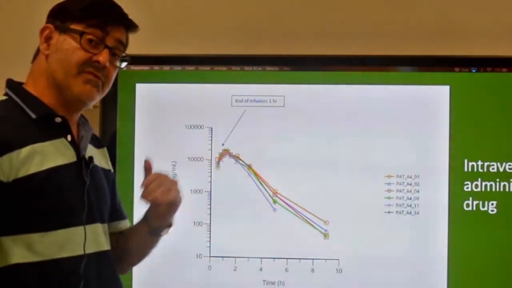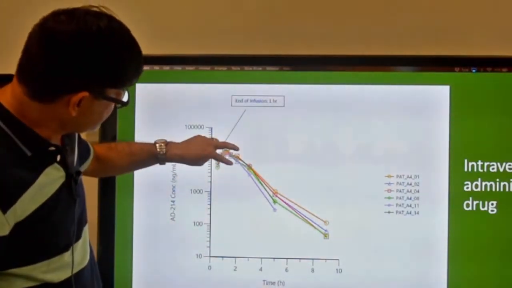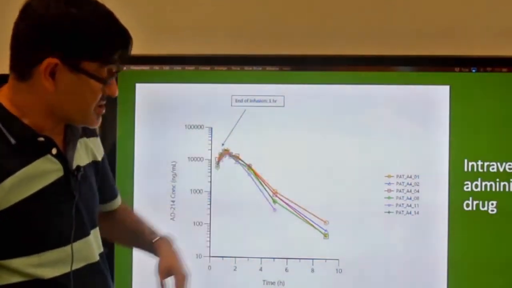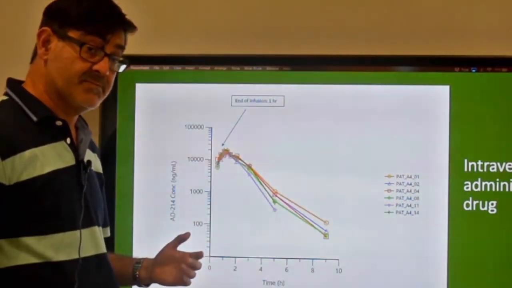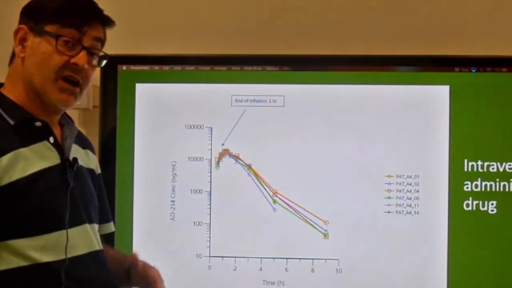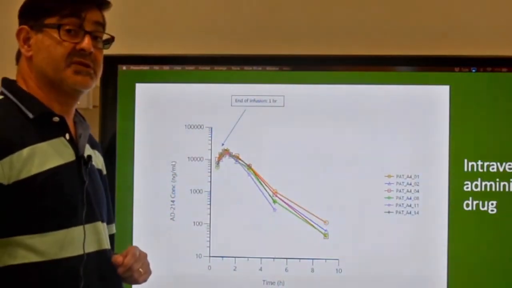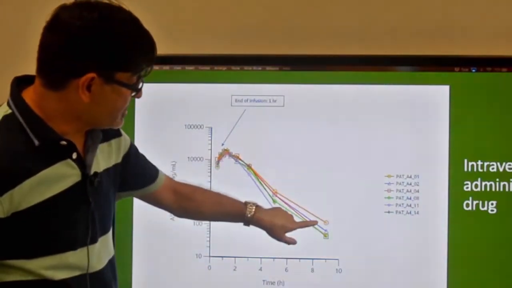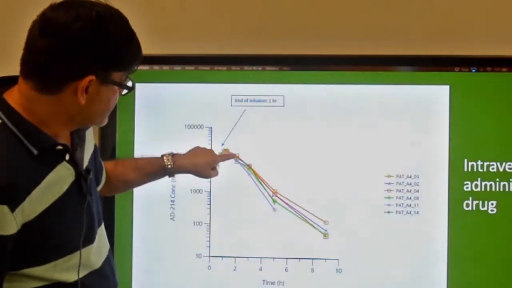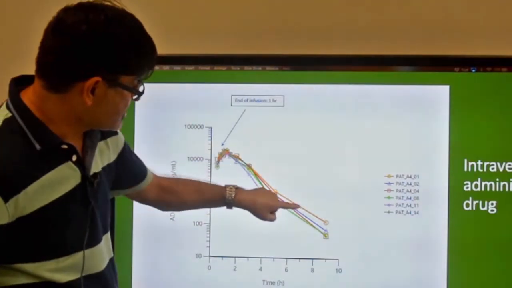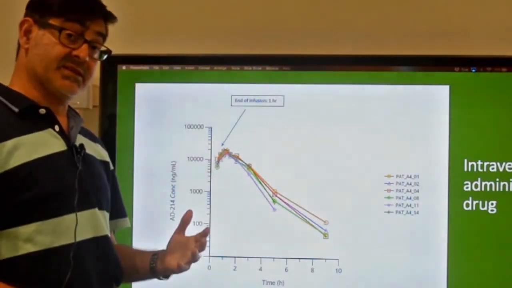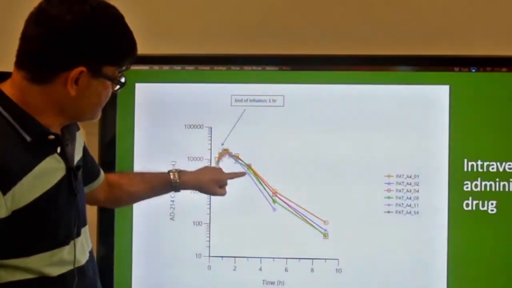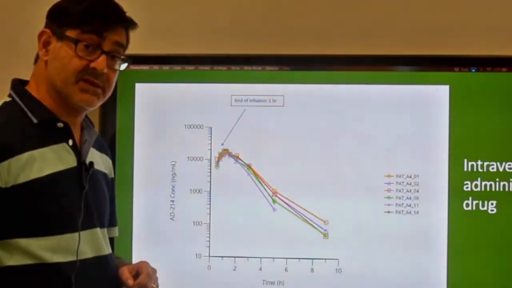But then once the infusion stops, you can see there's this sort of considerable splaying between different concentrations in different subjects. In some subjects, they have low clearance values, so the drug hangs around for longer, as in the case of this first subject, and so the concentration goes out here. In other subjects, they have higher clearance values, and so the concentration falls more rapidly.